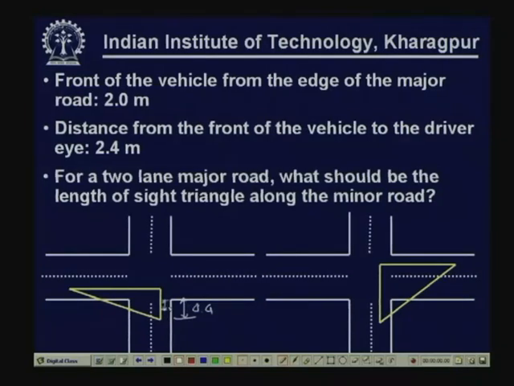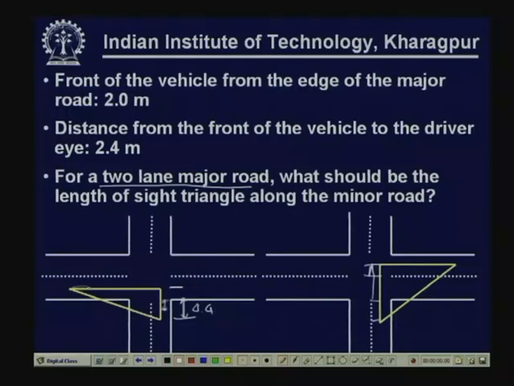So, what should be the length of side triangle along the minor road if we consider a 2-lane major road? Now, in this case it is 4.4 meter plus half of the lane width, because if it is a 2-lane major road, then 1 lane for each direction. So, it is half of the lane width which should be added to this distance 4.4. In this case it is 4.4 plus 1.5 lane. Okay. So, that way we can calculate the dimension of this side triangle.